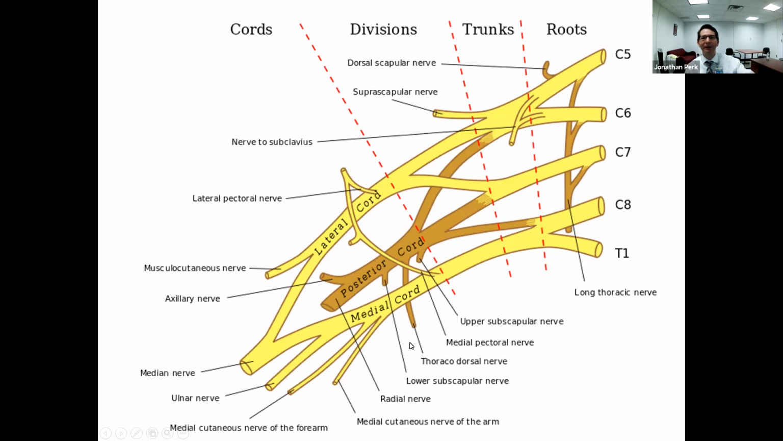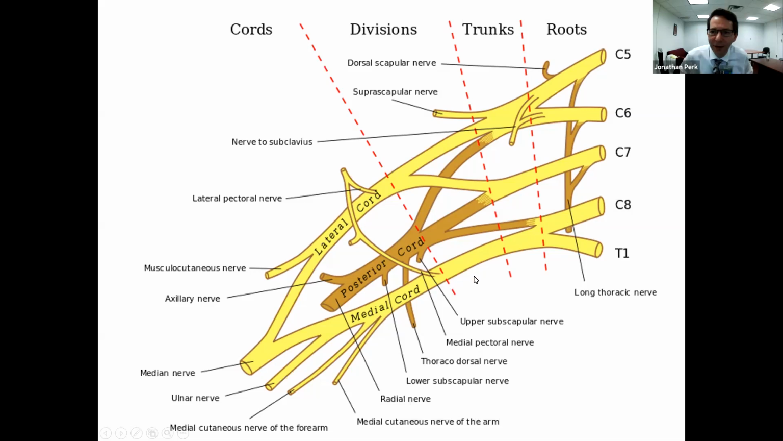And the way it happened is because of this division into anterior and posterior, each trunk contributed a posterior division in order to establish the posterior cord, okay? And it's named posterior because it's behind the axillary artery. So imagine that the axillary artery runs here, so it's behind the axillary artery. Which leaves us with the other 2 cords. We have the lateral cord, which is a continuation of the upper trunk, and the medial cord, which is a continuation of the lower trunk.